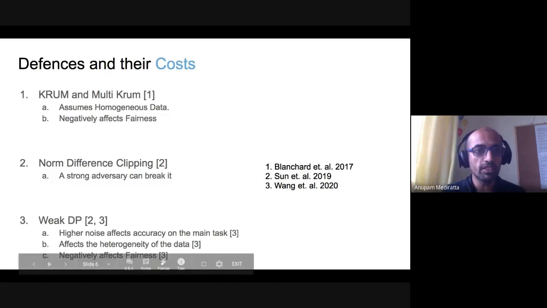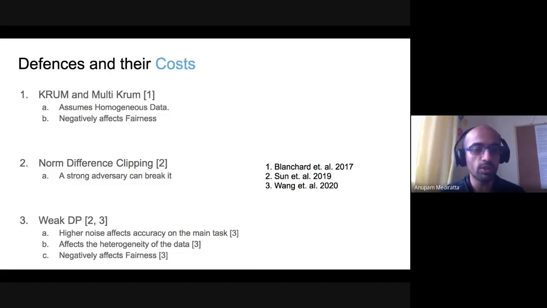However, we have defenses. The problem has been studied in the last 1 or 2 years, and there are defenses. The first defense is Krum and Multi-Krum, proposed in 2017. It works very well against these attacks, but it has its cost. The cost is that it assumes the data is homogeneous, which means that even nodes which are actually honest but have a data set which the other nodes do not have also get categorized as adversary nodes. They get rejected in the overall scheme.